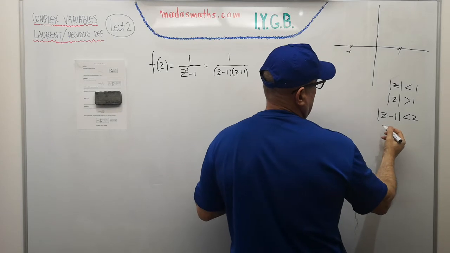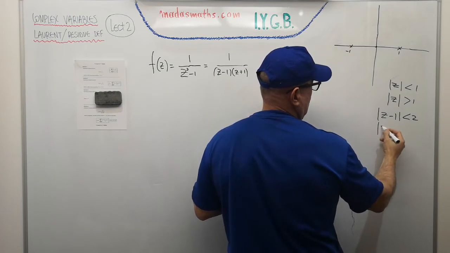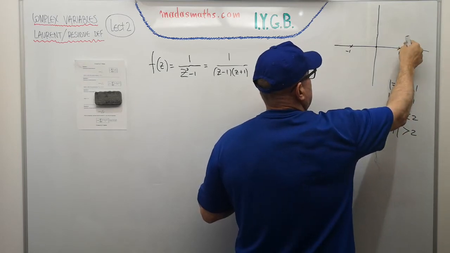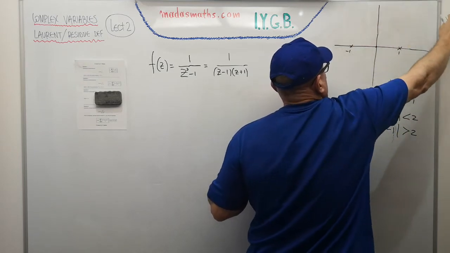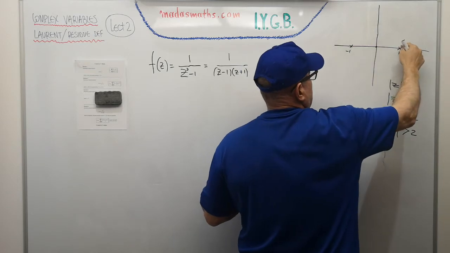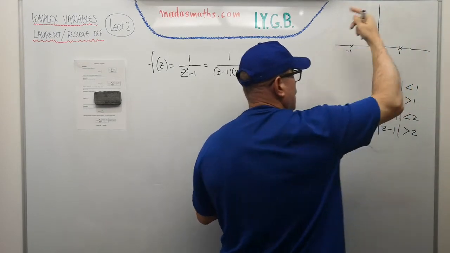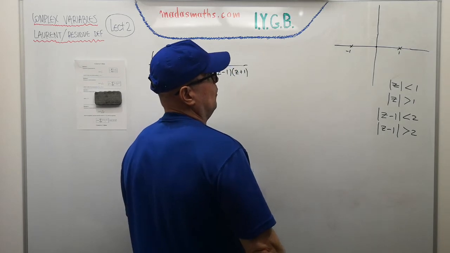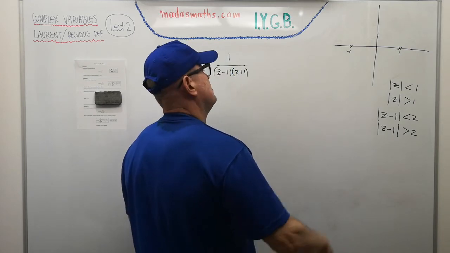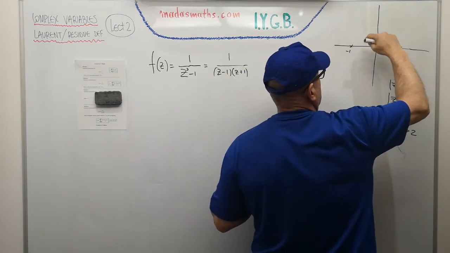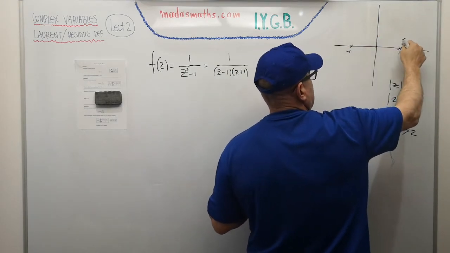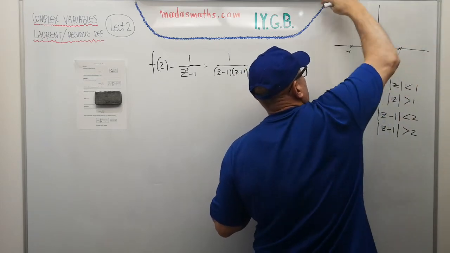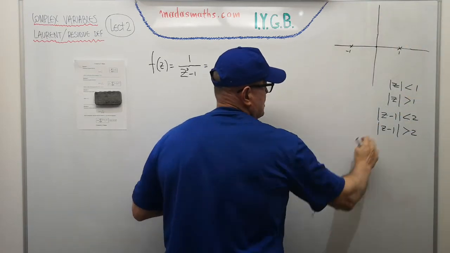I can do the exact opposite, or the complement if you want. Mod z minus 1 is bigger than 2. So the center is still here, but this time the radius is big enough to contain this singularity. That's at the center, and this singularity is also included inside my circle. Not inside my circle, I beg your pardon. I'm saying stupid things. So my circle is at 1 and is bigger than 2, so on the outside of this particular circle.